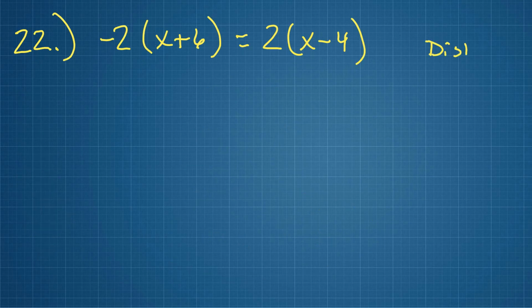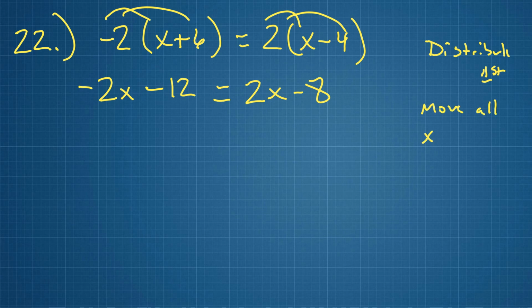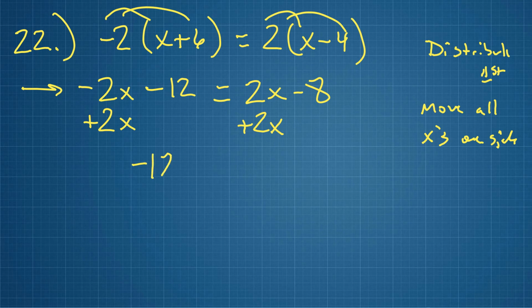Alright, so I have to distribute first. So I have to take the negative 2 to everything, the 2 to everything. I end up with minus 2x minus 12 equals 2x minus 8. Now I have to move all the variables, all the x's to one side. So I'm going to pick the smaller of the two. So negative 2x is a little bit smaller, so I'm going to add 2x to both sides. You don't have to. You can move the positive 1 over if you really wanted to. So I get minus 12 equals 4x minus 8.